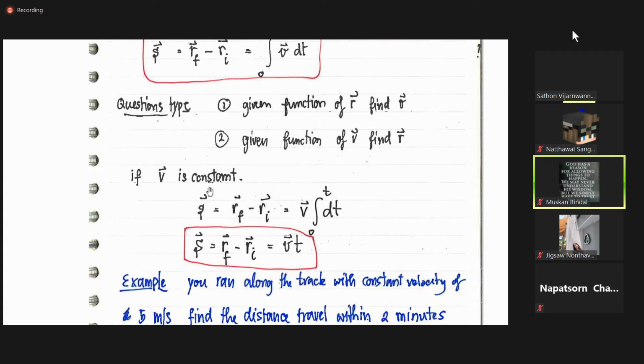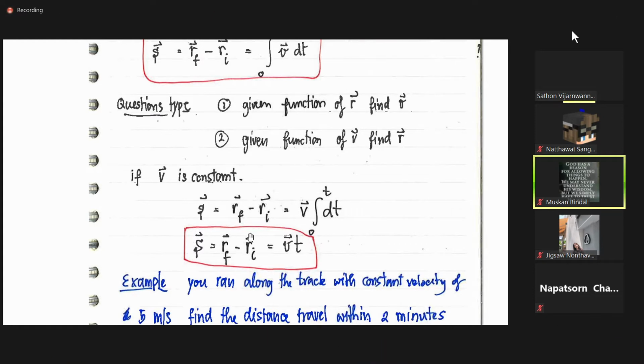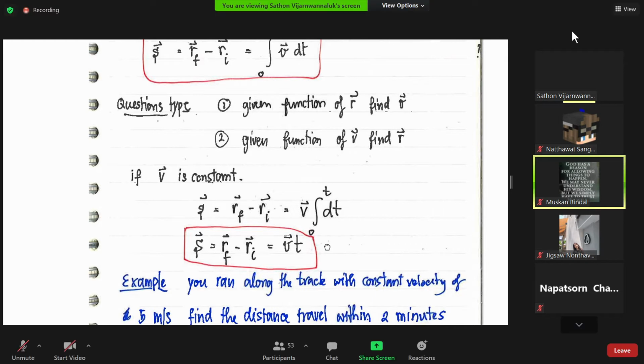So if v is a constant, you can pull it out of the integration and then you get the result that the displacement is v times t. And please remember that this is only when the velocity is constant.